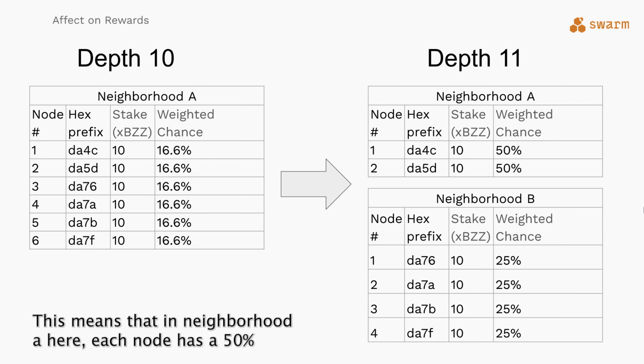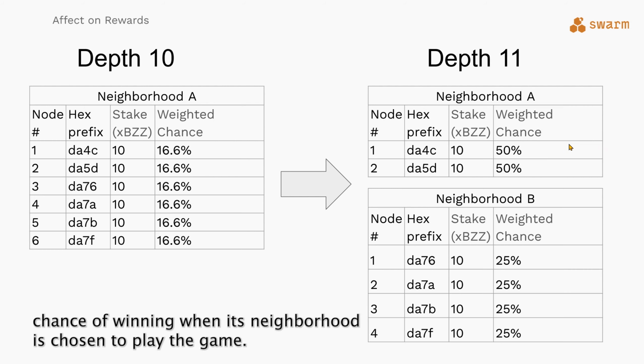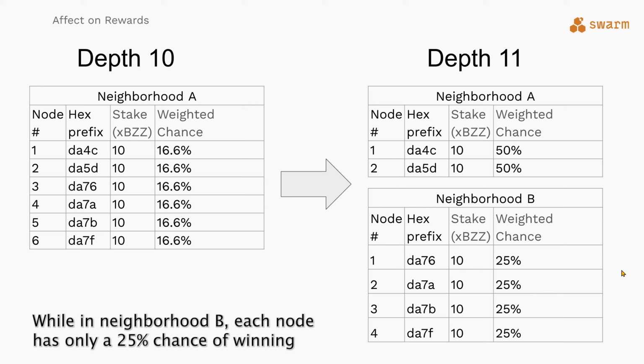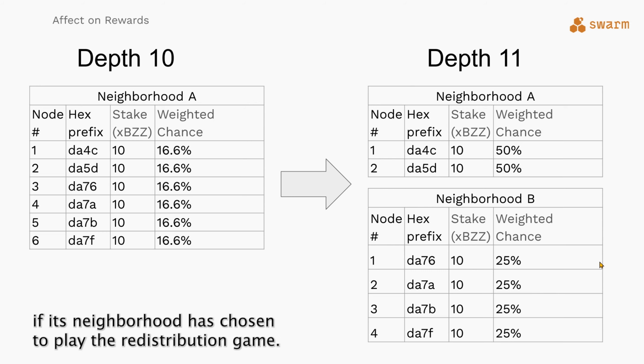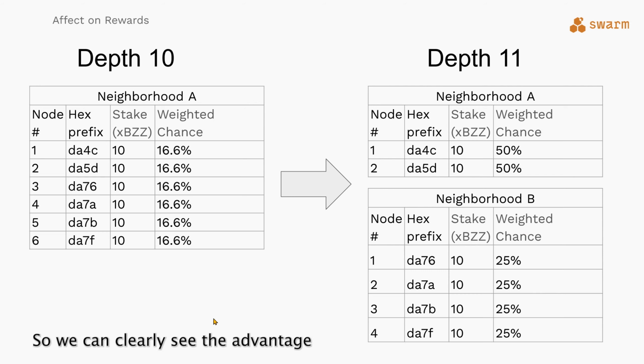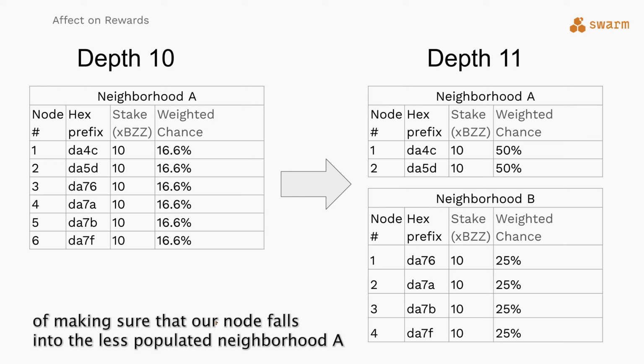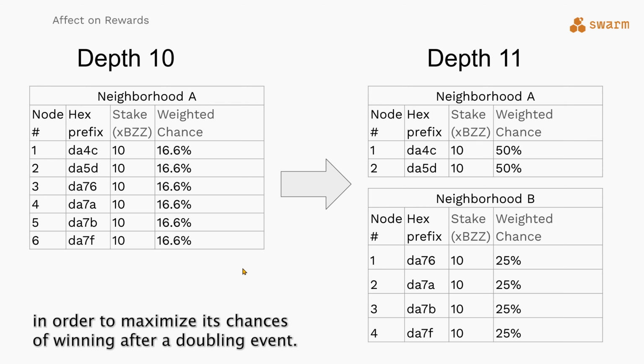This means that in neighborhood A here, each node has a 50% chance of winning when its neighborhood is chosen to play the game, while in neighborhood B, each node has only a 25% chance of winning if its neighborhood is chosen to play the redistribution game. So we can clearly see the advantage of making sure that our node falls into the less populated neighborhood A in order to maximize its chances of winning after a doubling event.